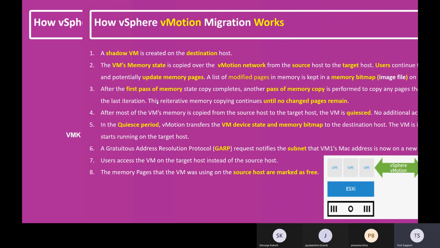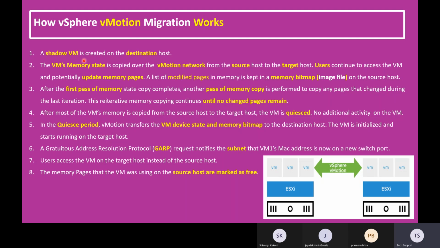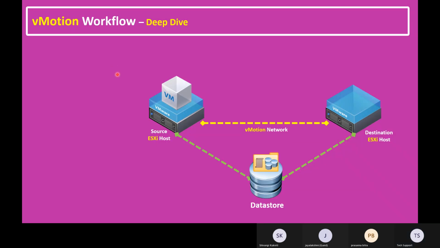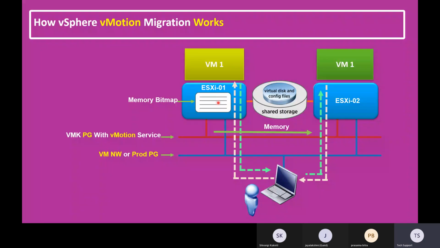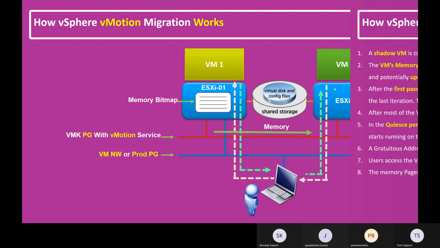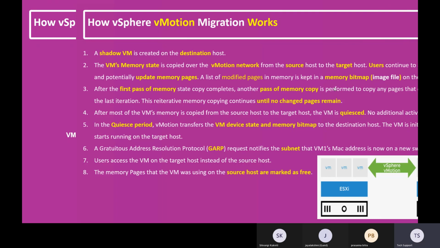The shadow VM is created on the destination host, and the virtual machine memory state is copied. Memory state means whatever the user is currently using on VM1; the current memory state is copied over the vMotion network. The vMotion network means our VMkernel port group enabled with the vMotion service. From source host to target host, the memory copying is taken care of by this port group only. The memory copy moves through the vMotion network to the destination. And users can continue to access the VM.